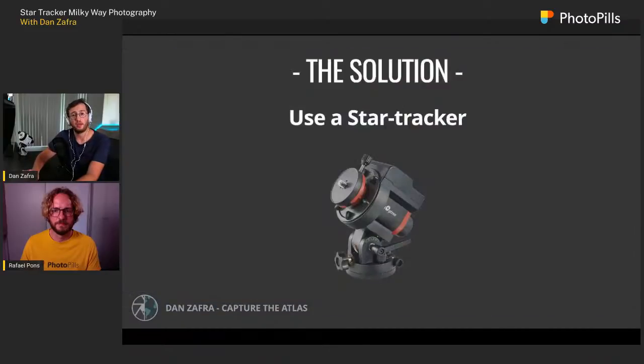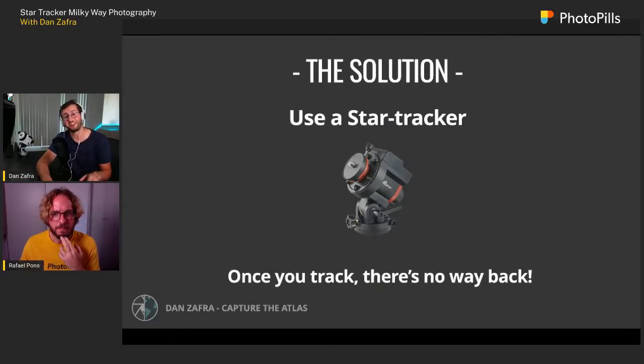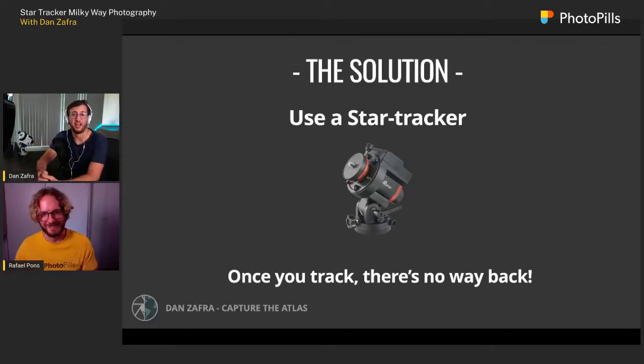That's why the solution to all this is to use a star tracker. And this is very important. Just remember this: once you track, there is no way back. Once you start tracking, you're going to see such a huge difference in your Milky Way images that you won't go back to normal shooting, unless there are difficult situations. Of course, sometimes we can't track, like with extreme wind, something like that. But in normal situations, once you start tracking, you won't stop.